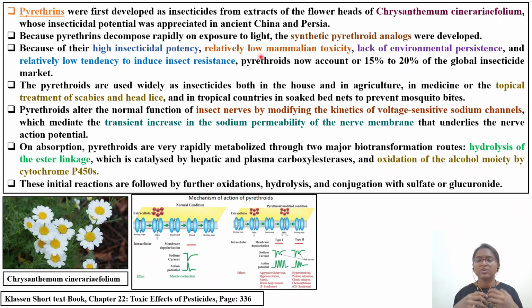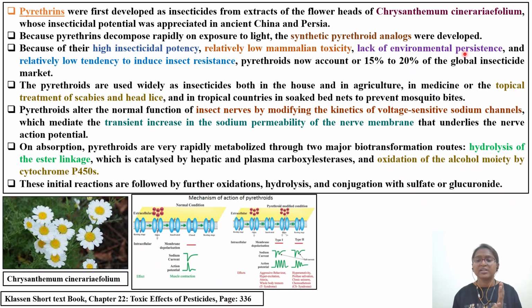Wherever you are applying these insecticides, it is in the vicinity of human beings, so it should be targeted to kill only the insects but not the human being. So it should have low mammalian toxicity. Selective toxicity is very, very important. Lack of environmental persistence. This is also very important.